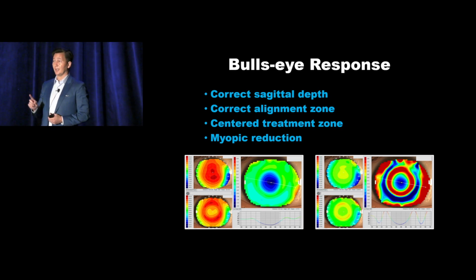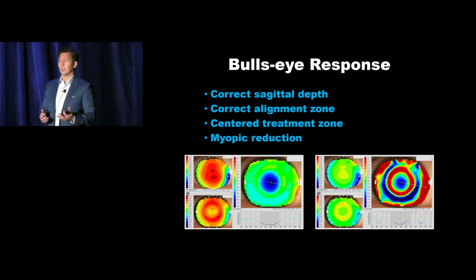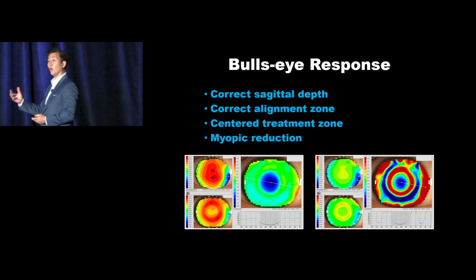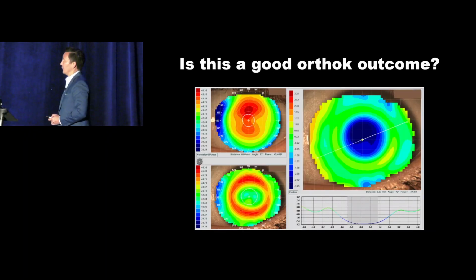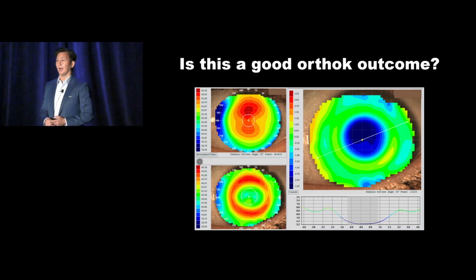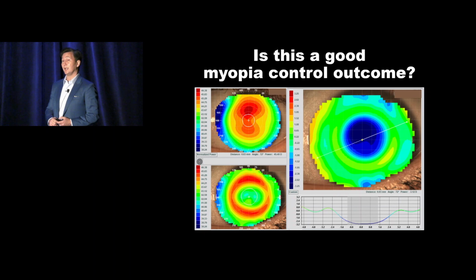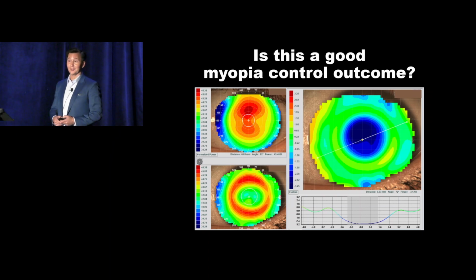When the patient comes back after one night, the only thing I care about is whether we're moving in the direction of a centered bullseye response. Of course, we care about the physiologic response, but topographically, we're looking for the bullseye as our goal of treatment. So the bullseye means you've done it right. Now, this is a good orthokeratology outcome, right? It's a bullseye, but I want to ask you if this is a good myopia controlling bullseye. You've created good orthokeratology treatment, but have you created good myopia control treatment?